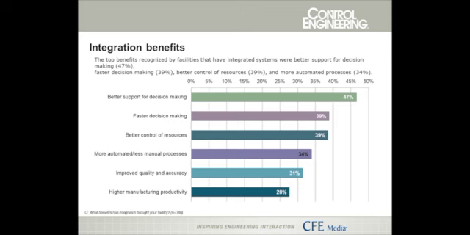Top benefits recognized by facilities that have integrated systems were better support for decision-making at 47%, faster decision-making at 39%, better control of resources at 39%, and more automated processes at 34%. Close after that were improved quality and accuracy and higher manufacturing productivity.